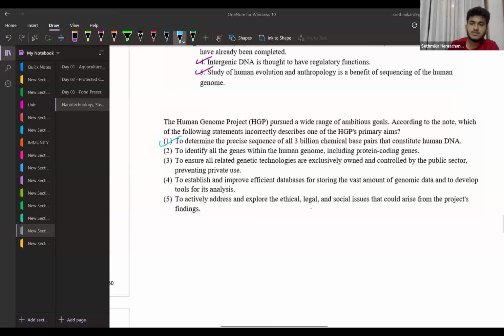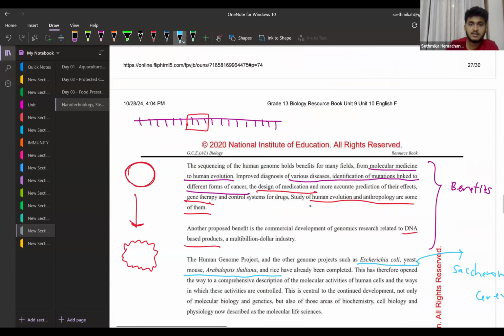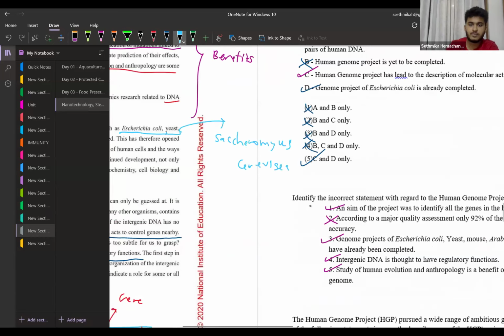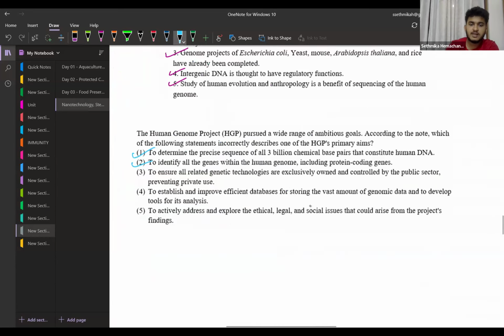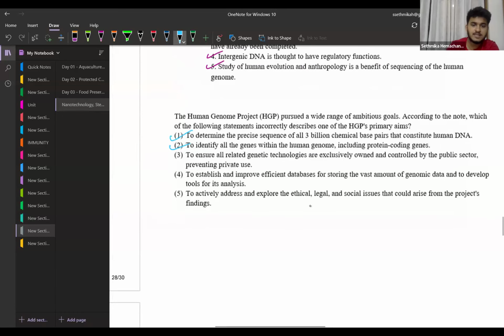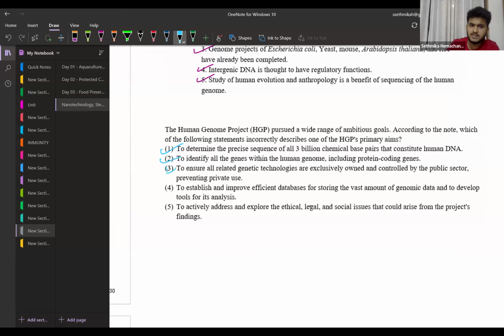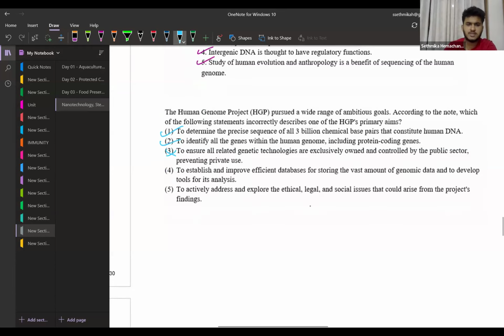To identify all the genes within the human genome, including the protein coding genes. Yes, right. To ensure all related genetic technologies are exclusively owned and controlled by the public sector, preventing private use. No, the aim was to provide the private sector these technologies as well, because the private sector is more developed. So that's true. To establish and improve efficient databases, yes. To actively address and explore ethical, legal, and social issues that could arise from the project's findings, yes. So the third one is the best answer.